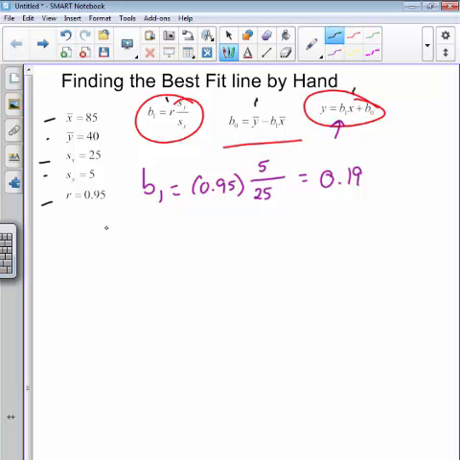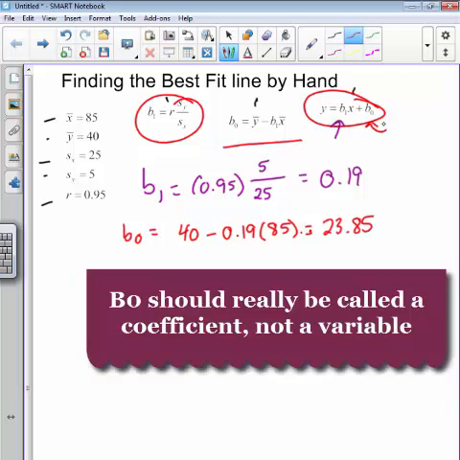We can now find the other coefficient, b sub 0, by plugging in the mean of y, which is 40, minus b sub 1, which is 0.19, times the mean of x, which is 85. If we do this calculation, we get 23.85. That's the other variable in our equation.